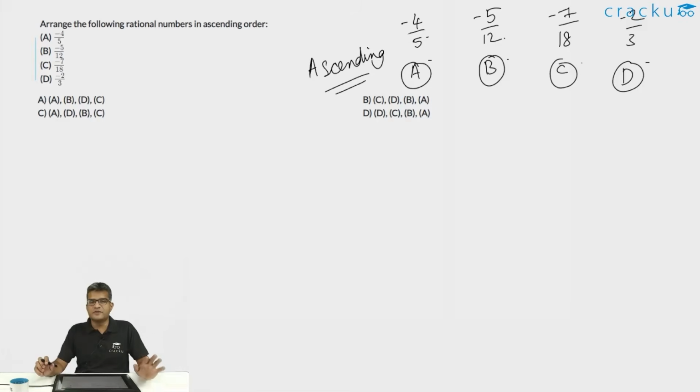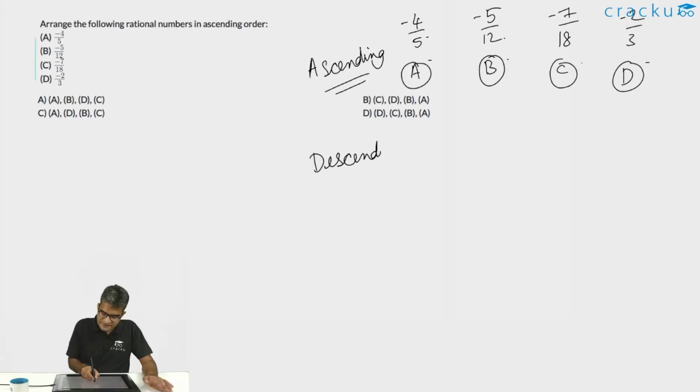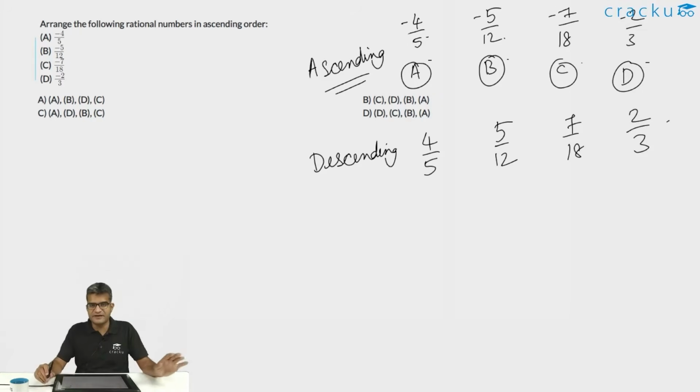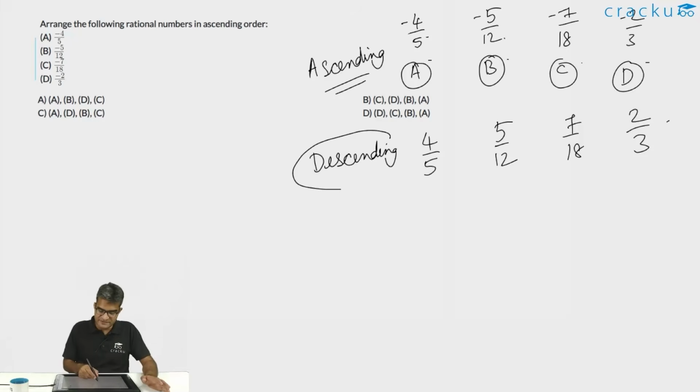Because all of them are negative, just to avoid confusion, we'll arrange them in descending order, but we'll remove the negative sign. That is, we'll arrange 4 by 5, 5 by 12, 7 by 18 and 2 by 3. We have just removed the negative sign and we'll arrange them in descending order. That is, we'll keep the largest number first and the smallest number at the end.